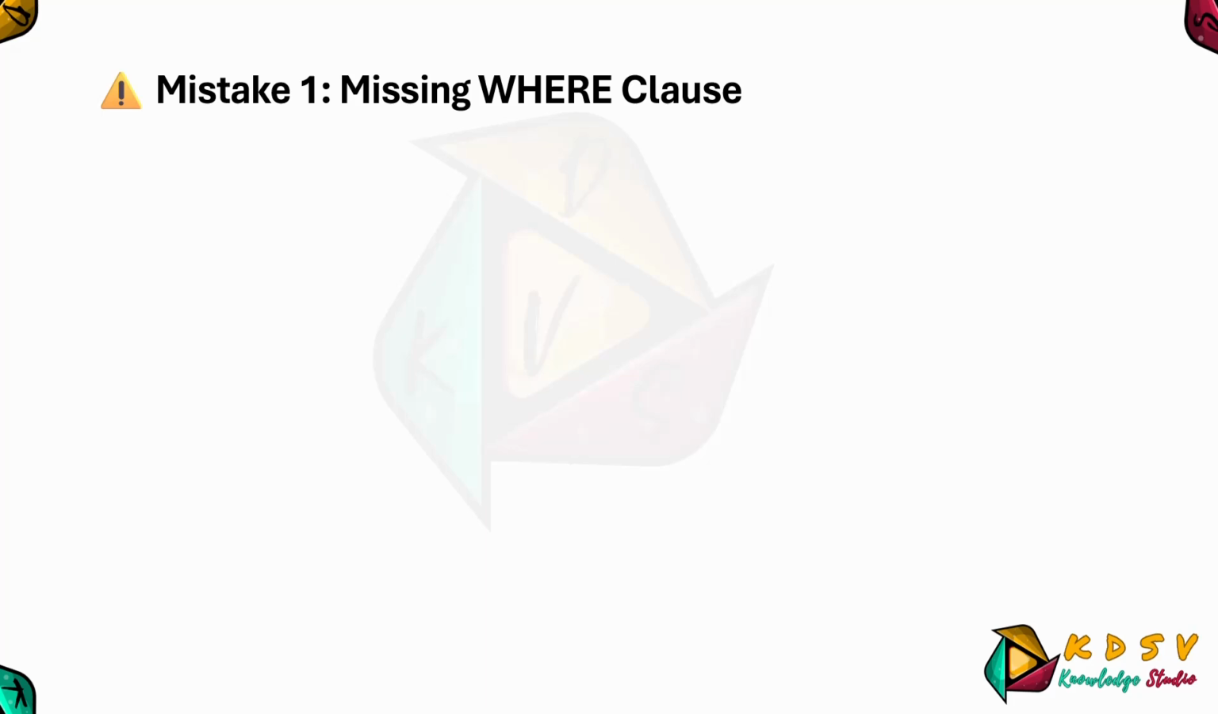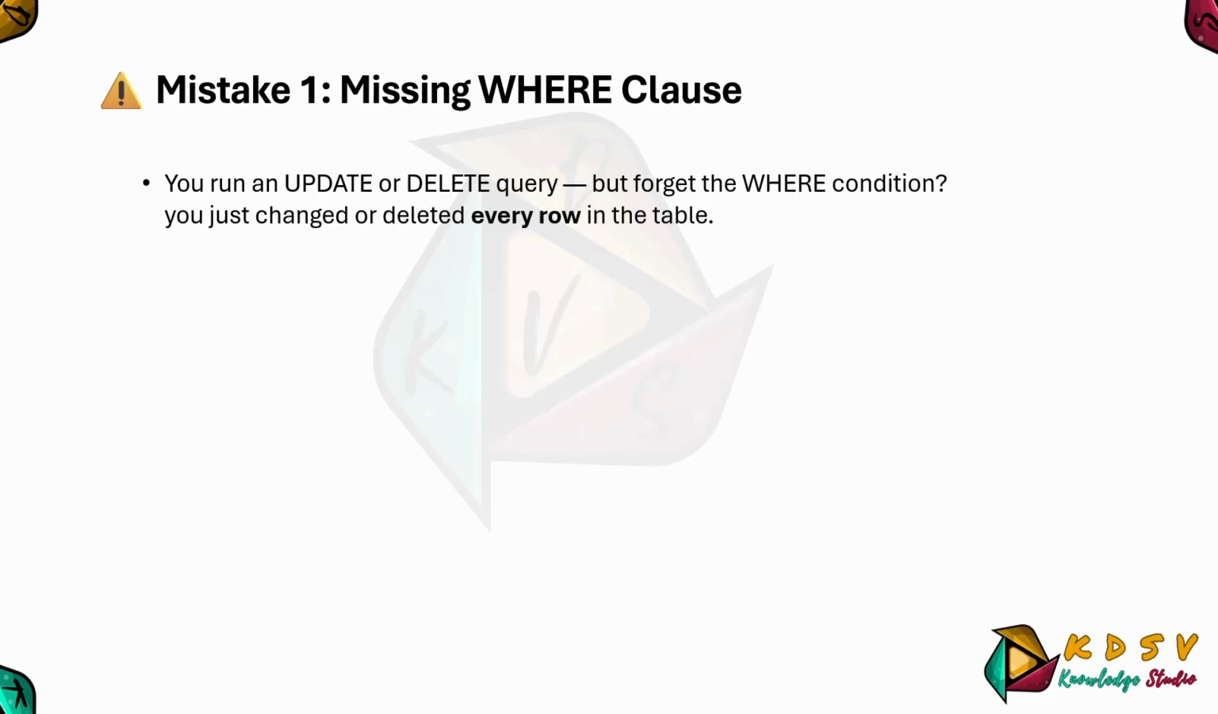Let's see what these 25 SQL mistakes are. Mistake number 1, missing WHERE clause. If you are running an update or delete query but you forgot to put the WHERE condition, then what happens? The changes are going to apply to all the rows in that particular data table. If you are deleting, then every row in that table gets deleted. Or if you are trying to change, all the rows will get affected. This is one of the most dangerous mistakes in SQL.